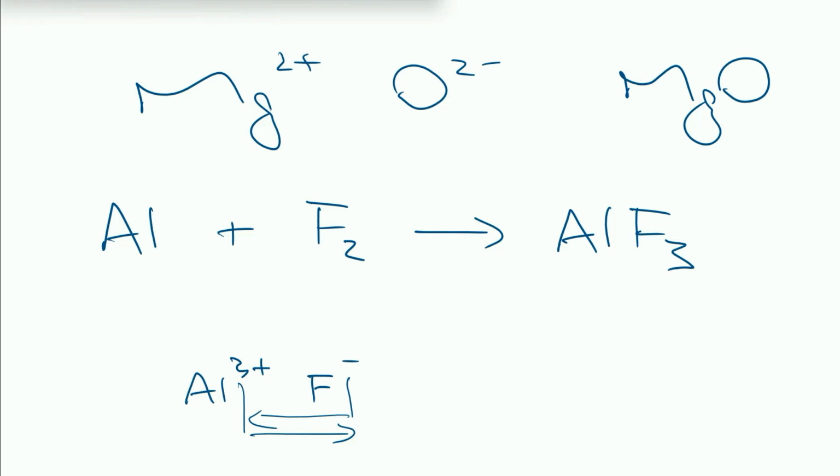Now, I didn't actually balance this one back here. Aluminium and fluorine. I start with 1 aluminium, I finish with 1 aluminium. Aluminium is balanced. Grand. I start with 2 fluorine atoms. I finish somehow with 3 fluorine atoms.